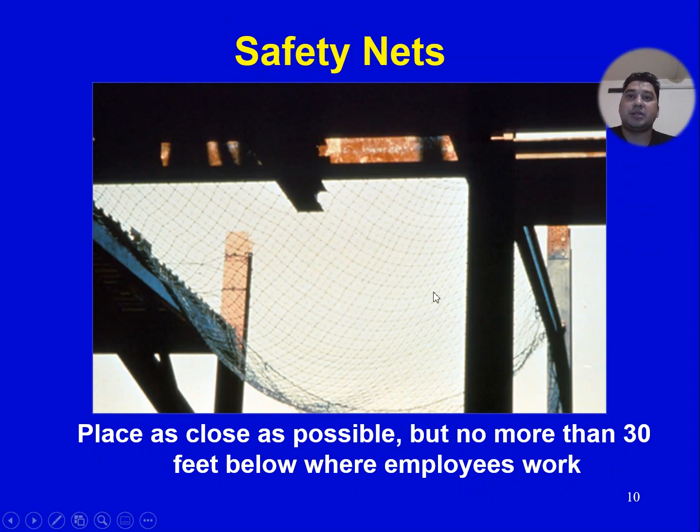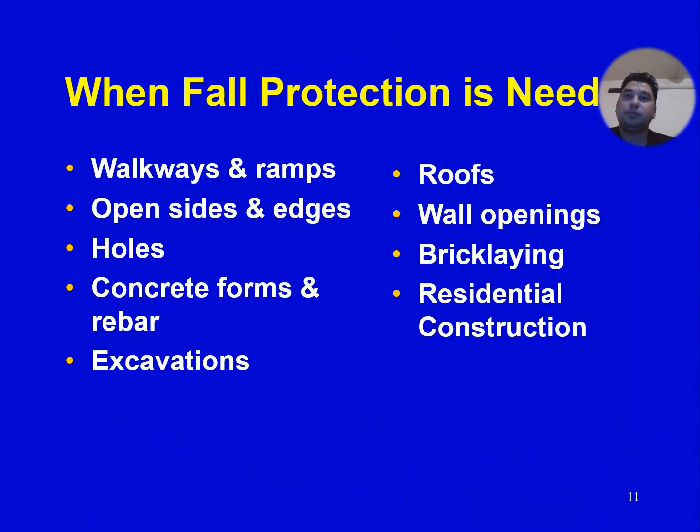Safety nets. These are the safety nets installed at the construction site. Place them as close as possible, but no more than 30 feet below where employees work. If the employee is working here, the net should not be below 30 feet. The maximum depth should be 30 feet, not more than that.